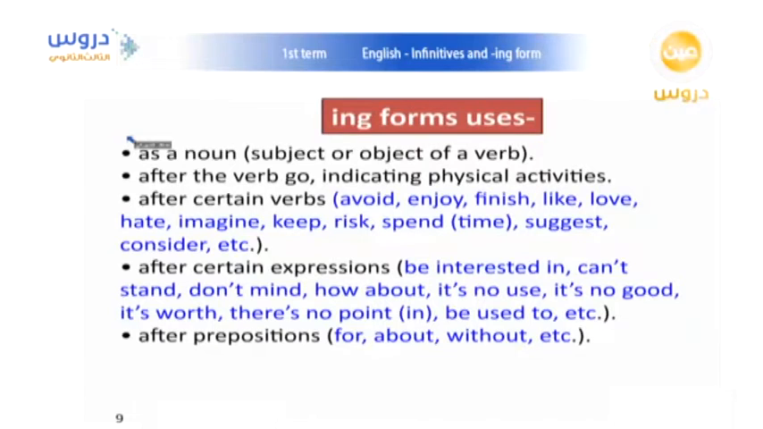Now with the ing, when should I use the ing form? The first one is as a noun, subject or object of a verb. Like, for example, the verb is swim. I like swimming, so I'm going to mention it here. So as a noun, I'll make it a noun by saying swimming is good exercise. So as a noun, we change it into an ing form.